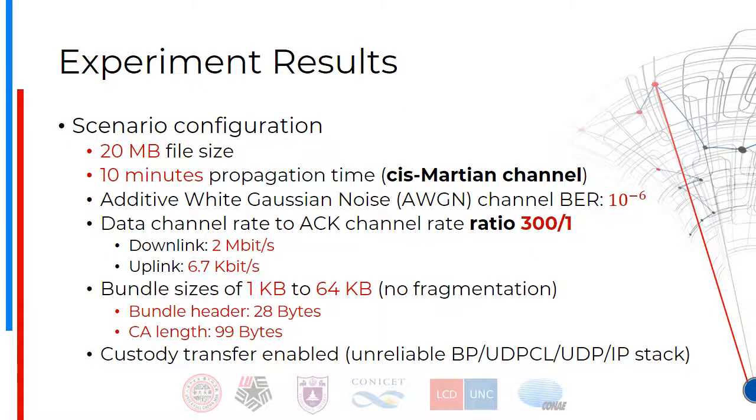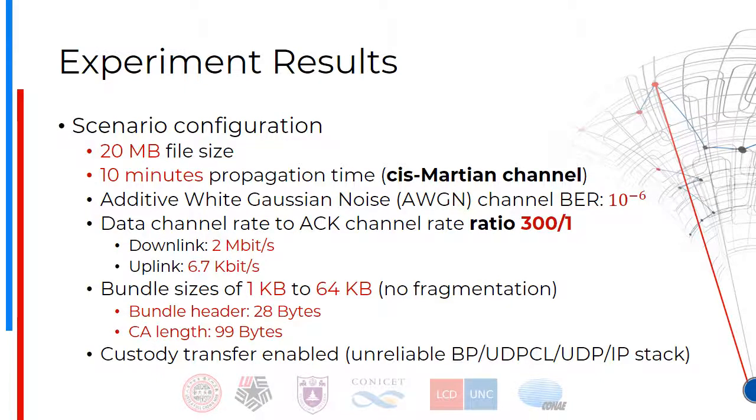These are the specifications of the experiments. We are transferring a 20 megabyte file over a 10 minute propagation time, mimicking a cis-Martian channel. We also have a white Gaussian noise channel with an error rate of 10 to the minus 6. We are specifying a highly asymmetric data channel rate to ACK channel rate of 300 to 1, so a downlink of 2 megabits and an uplink of 6.7 kilobits per second. And we explore different bundle sizes from 1 kilobyte to 64 kilobytes without fragmentation.